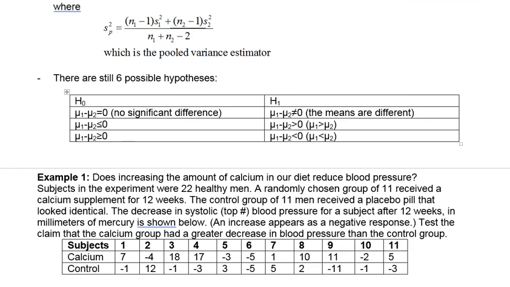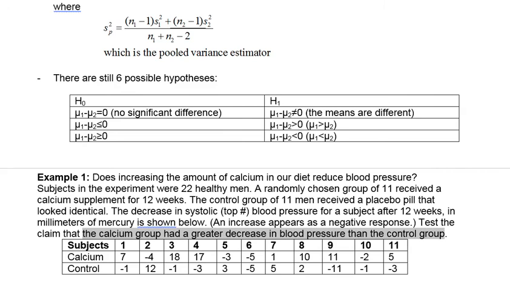So again, we've got a number of different things that we're looking at. Read through and look for that claim. So this one's a little tricky. The claim isn't in the thing that ends in the question mark. That's more like an intro. It's actually in this statement. It says test the claim that, oh, there's our big hint that there's a claim. So the calcium group had a greater decrease in blood pressure than the control group.